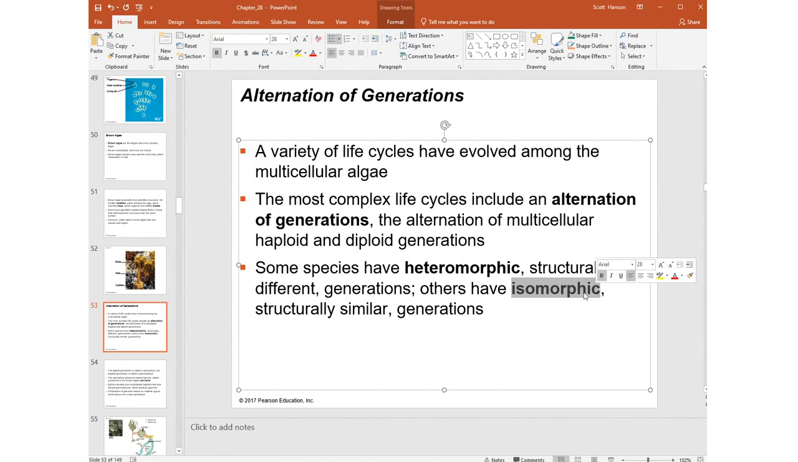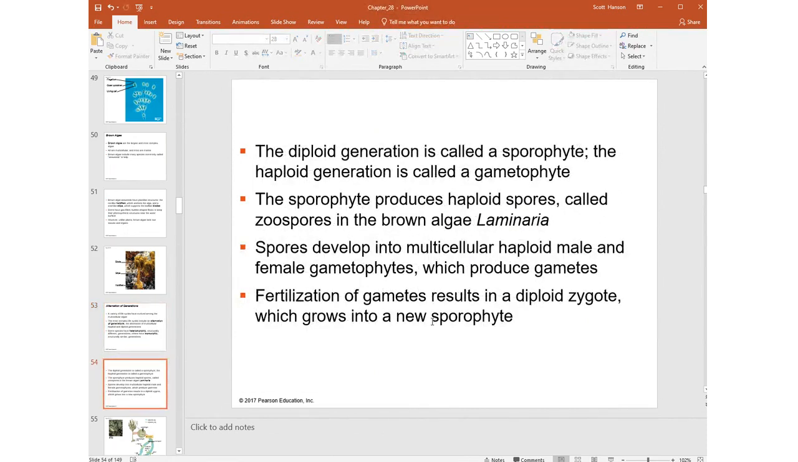So iso means equal or the same, and morph means form, so they have the same structure, same form. In some species, they're heteromorphic, and the haploid and diploid generations have very different anatomy. But in others, the haploid and diploid generations have very similar or the same anatomy, and we'll see that they take the same form.